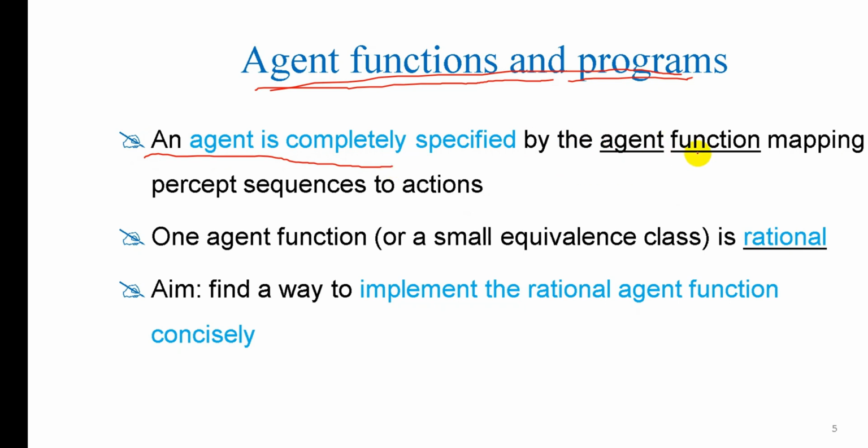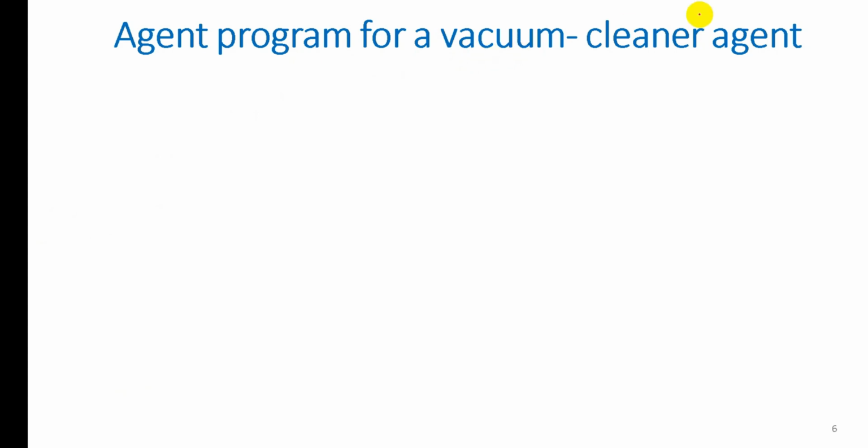Agent functions and programs: an agent is completely specified by the agent function. The agent function takes a perceived sequence and returns an action. It gathers information from the environment with sensors, then acts upon the environment with actuators. One agent function may be irrational and another rational. What is irrational? Doing the wrong thing. Our target is to find a way to implement a rational agent function: based on the perceived sequence, take the right action.